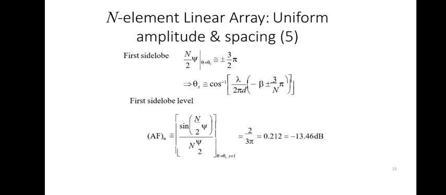And for the n-element linear array with uniform amplitude and spacing, in the other case, we take the first side lobe, nψ/2 at θ equal to θs, then plus or minus 3 by 2 π. What does 3 by 2 π mean? This is 270 degrees, 3 into 180 by 2, 270 degrees plus or minus. So that is the first side lobe. We will get θs equal to cos inverse of λ by 2πd into (minus β plus or minus 3 by n into π).